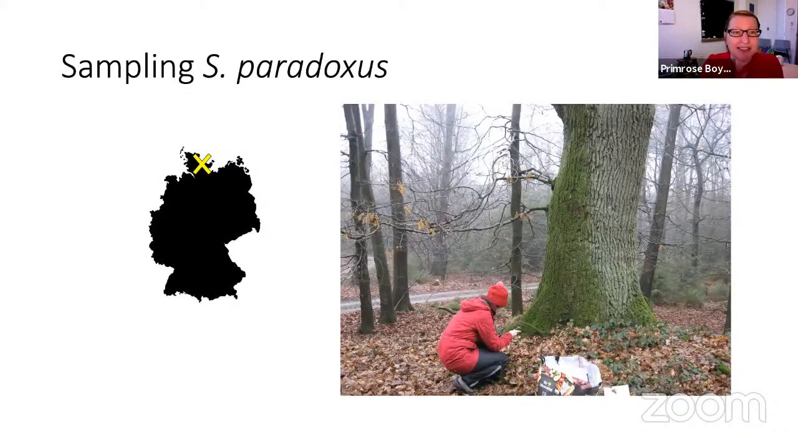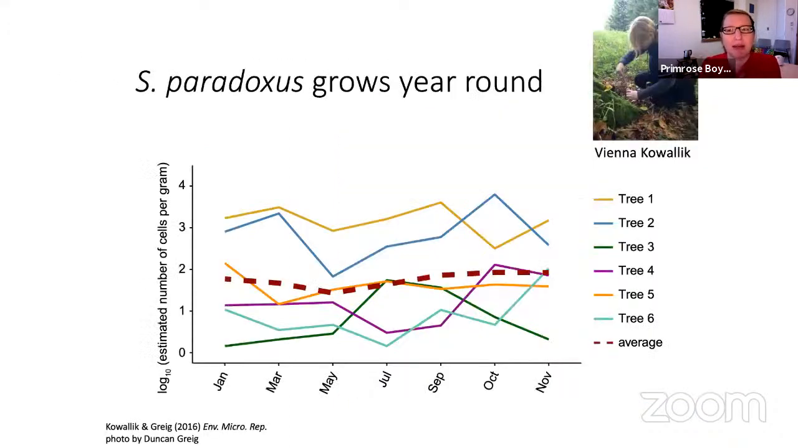So there's a colleague of mine, her name is Doreen Landerman, and she's collecting leaf litter. So these are the leaves that have fallen off oak trees in the fall. And we can take these leaves back to the lab and we find that Saccharomyces paradoxus is growing on them. Here's another colleague of mine. She's also sampling leaf litter. Her name is Vienna Kowalik.